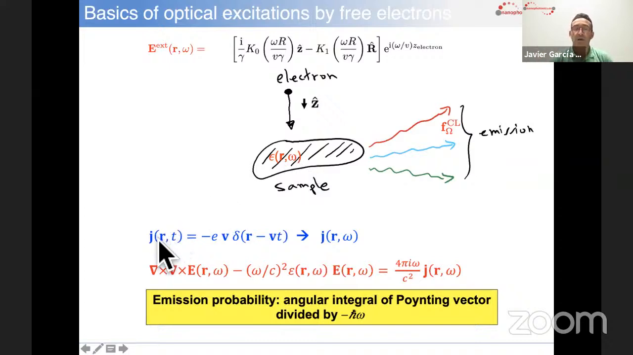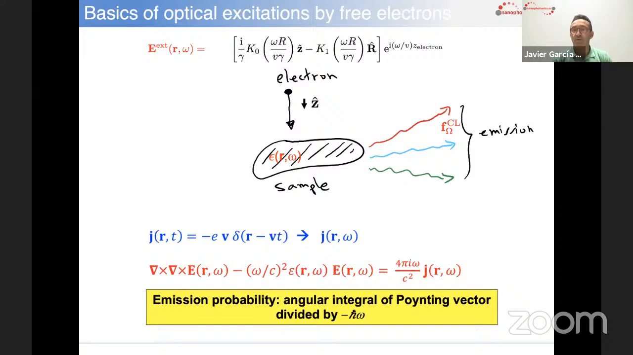But what you have is an external source. So this external field of the electron created by this classical charge. Again, this classical charge is decomposed in frequency components. And then you solve Maxwell's equations, which is summarized here. As a function of the current, you just solve for the electric field created by the electron. The electric field in the far field is the cathodoluminescence, is the emission amplitude.